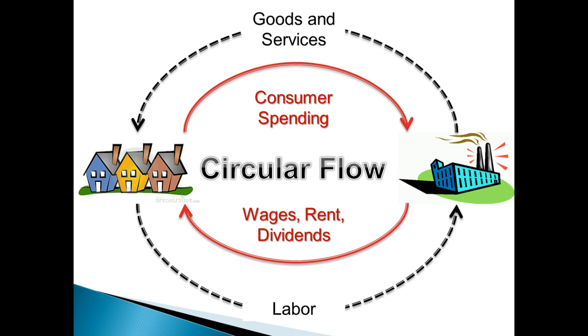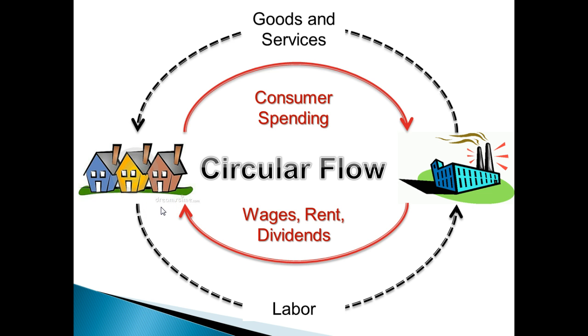We say that the economic activity that goes on between consumers and firms in the form of purchasing goods and services is the product market. And we say that the flow of goods and services from firms to households occurs in what's known as the factor market. So the factor market includes land, labor, and capital.